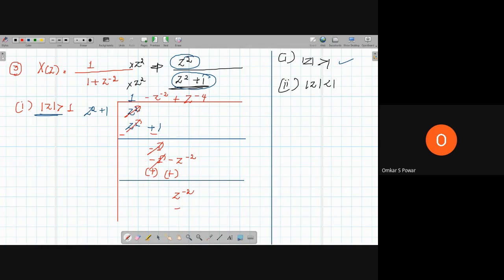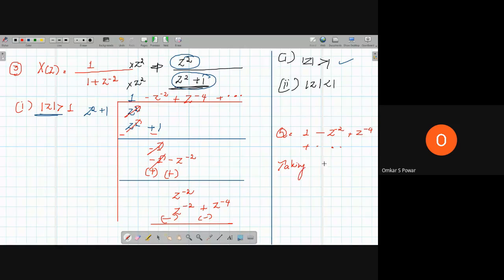So here you will get z to the power of minus 2, and here you get plus z to the power of minus 4, and then again here the sign changes, so we need not continue. Up till three terms is enough. Now write the quotient: 1 minus z to the power of minus 2 plus z to the power of minus 4, and so on. Then what we have to do is take the inverse.